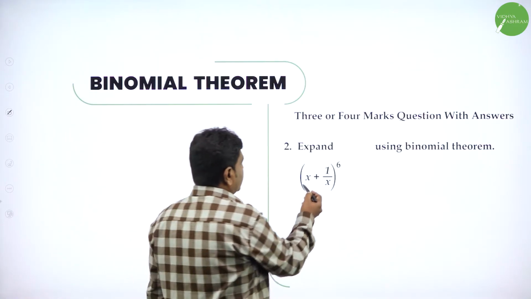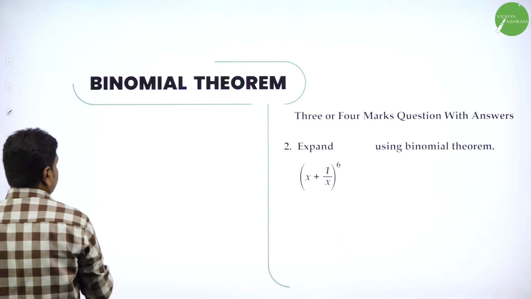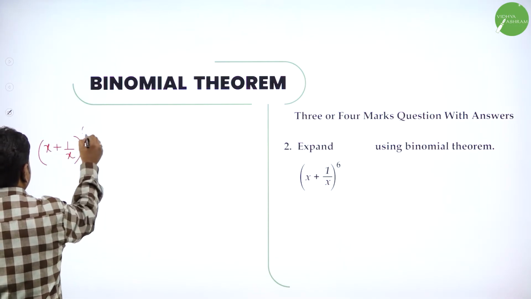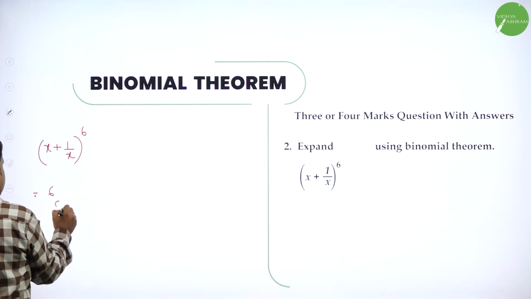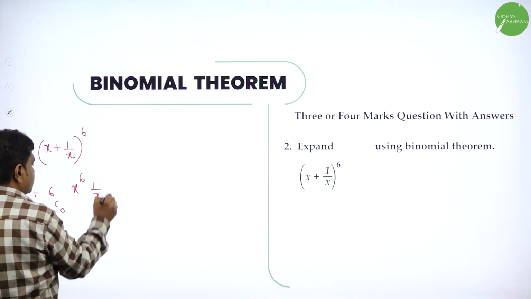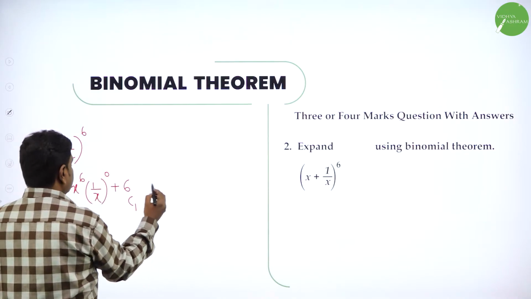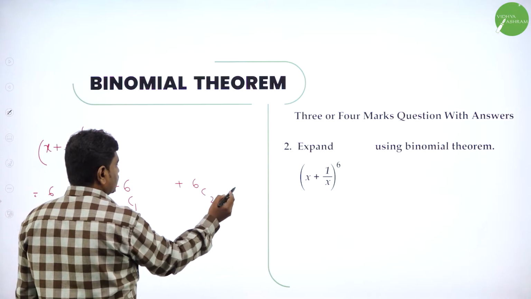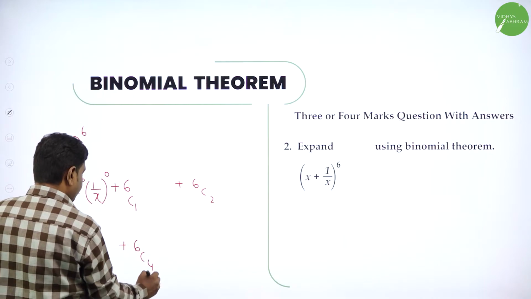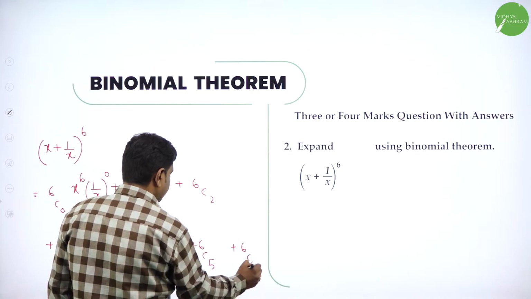Next. Expand x plus 1 by x power 6 using the binomial theorem. And they have not given any x value. So x plus 1 by x whole power 6 can be written as 6c0 x power 6 and 1 by x power 0. Then 6c1, then 6c2, then 6c3, then 6c4, then 6c5. The last term will be 6c6.